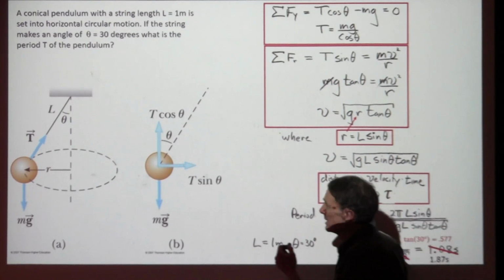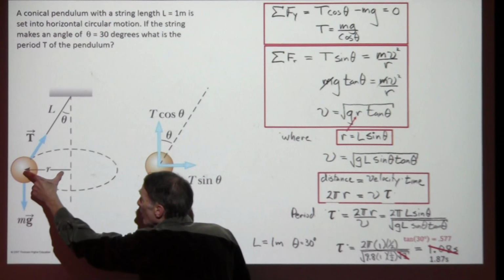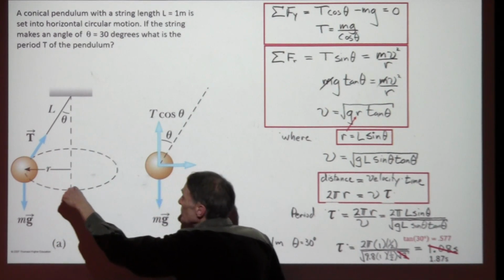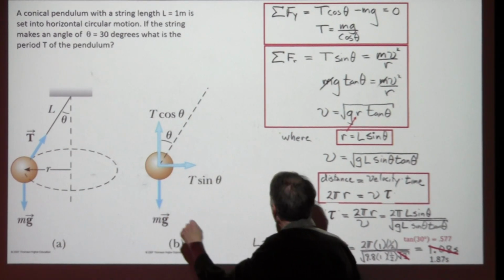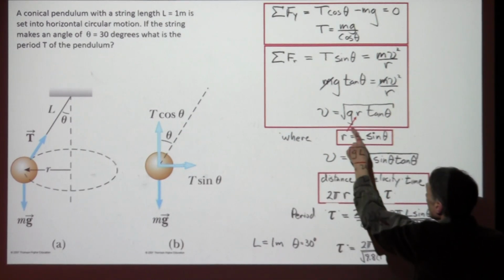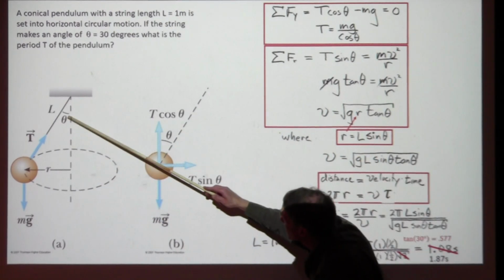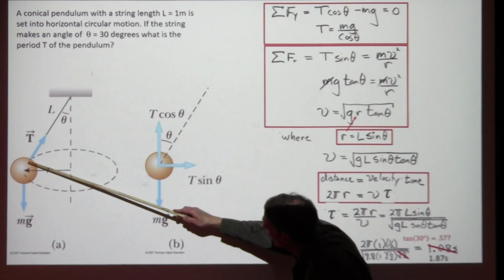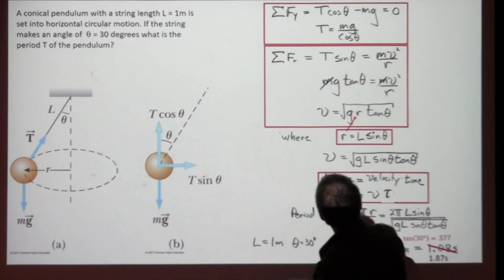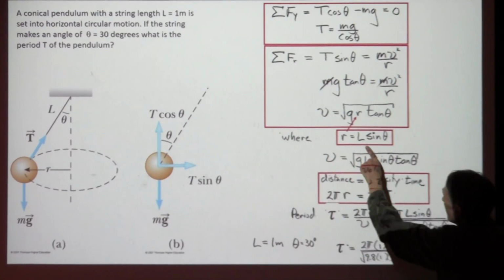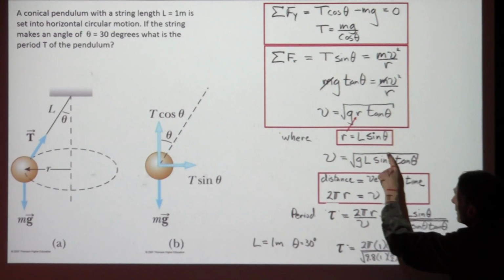Now you want to watch this. Small r is the radius of this circle as it goes around. And we also have that the angle was given as 30 degrees and the length was 1 meter. We can solve for that radius: L sine theta, that should be obvious.